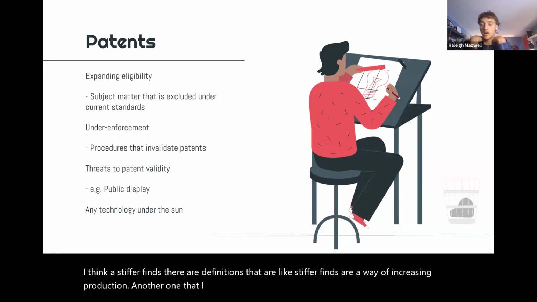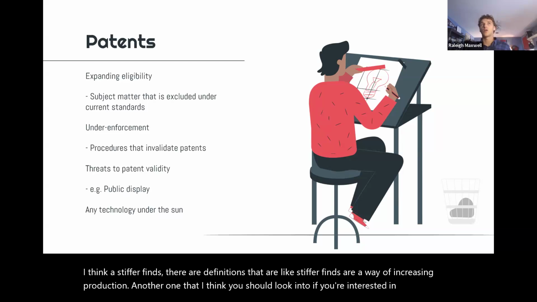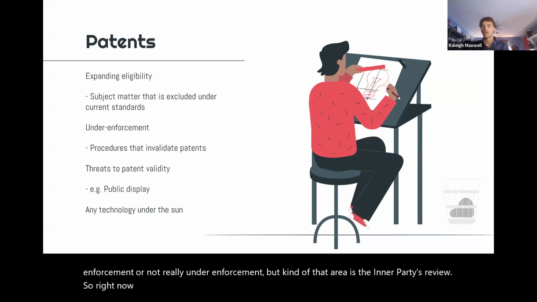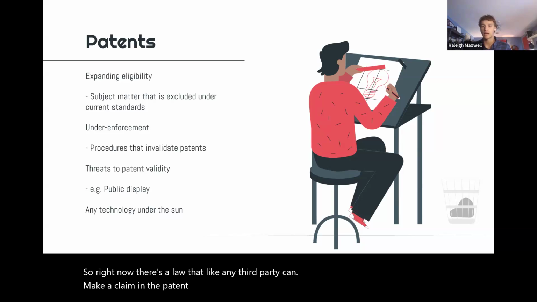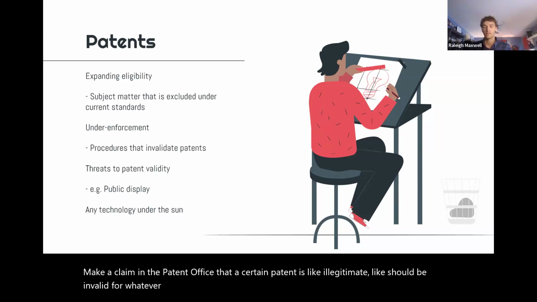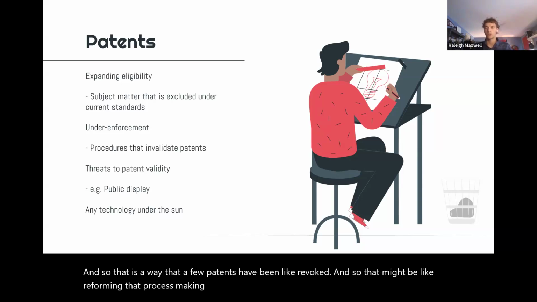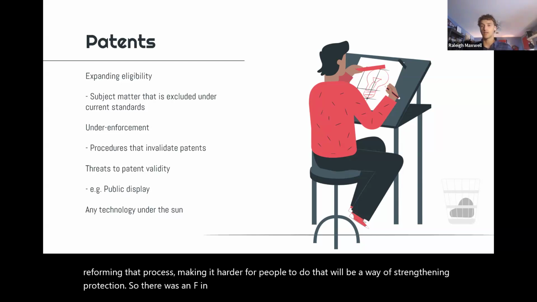Another one that I think you should look into, if you're interested in under enforcement, or not really under enforcement but that area, is inter partes review. Right now there's a law that any third party can make a claim in the patent office that a certain patent is illegitimate, should be invalid for whatever reason, like not meeting eligibility requirements. That is a way that a few patents have been revoked. So reforming that process, making it harder for people to do that, would be a way of strengthening protection. There was an aff in the Michigan camp files that had to do with inter partes review. I would definitely look at that.